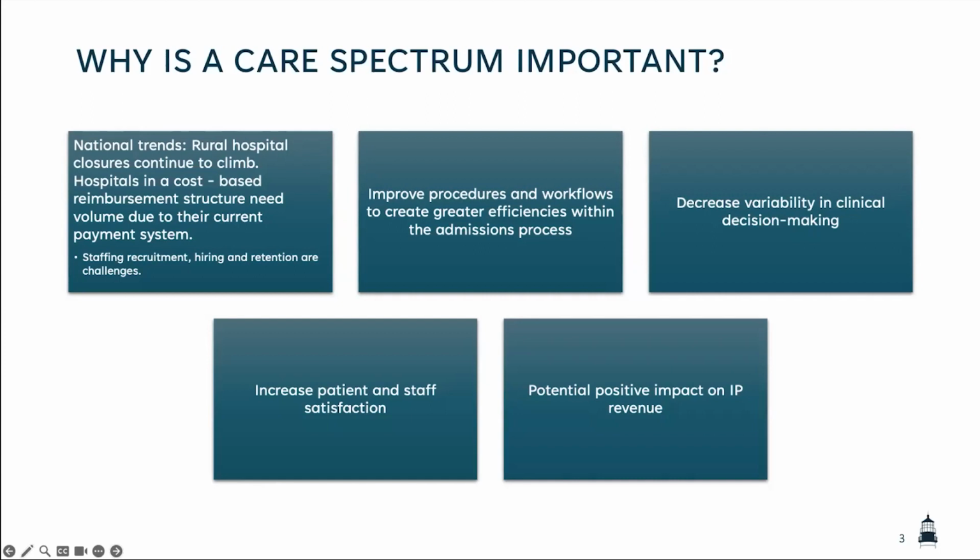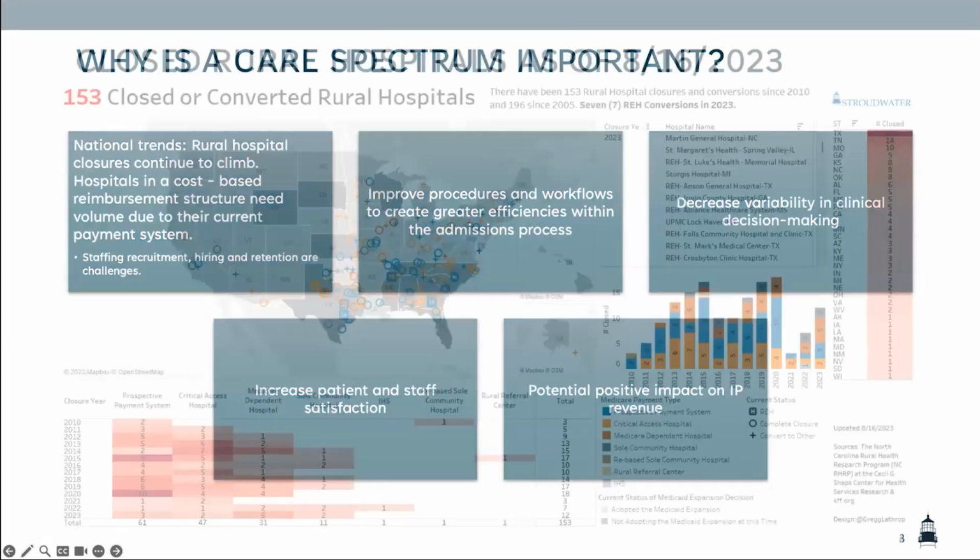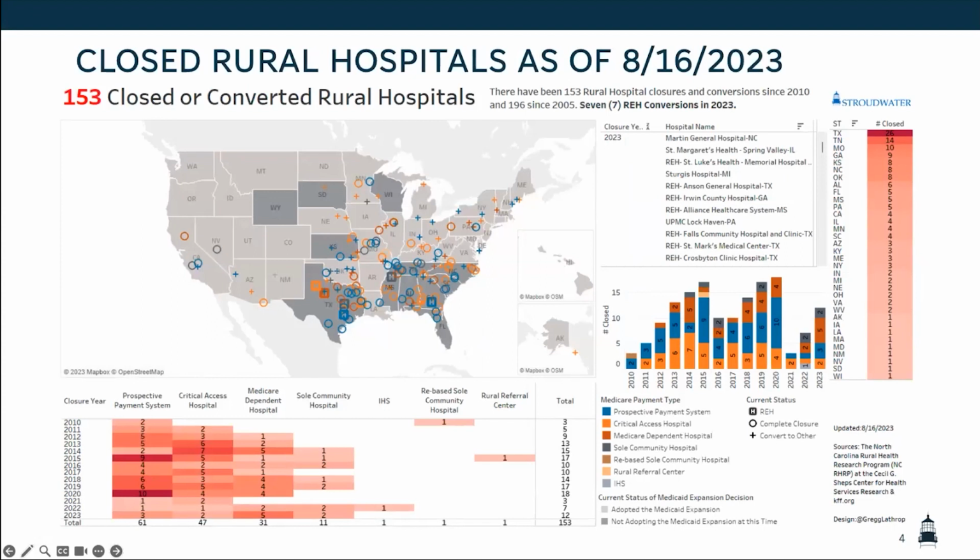To go back to patient and staff satisfaction, that is really important as it relates to the care spectrum. And certainly, given that there's a contribution to the growth of our census, we also see an impact to our inpatient revenue. As I mentioned before, rural hospital closures continue. Since the middle of August this month, we've had 153 closed or converted rural hospitals, converted being that a rural hospital transitioned to a rural emergency hospital. In your state, to date, we've had about 8 rural hospital closures. And again, they could be critical access hospitals or PPS hospitals. But this is a trend that we do not want to continue seeing.